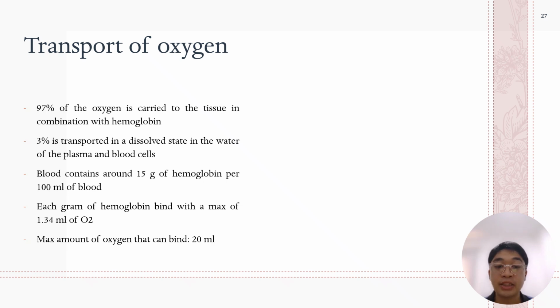So blood contains approximately 15 grams of hemoglobin per 100 ml of blood, and each gram of hemoglobin can bind with a maximum of 1.34 ml of oxygen. Thus, if you multiply it, the maximum amount of oxygen that can be bound to hemoglobin is approximately 20 ml.